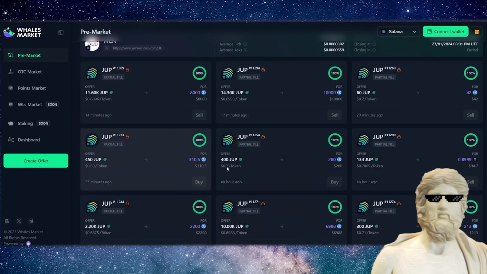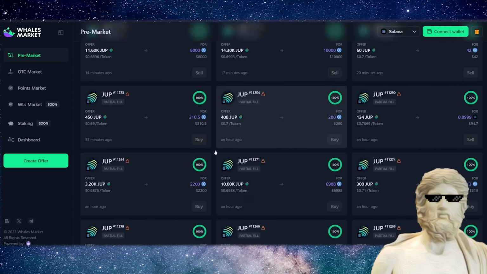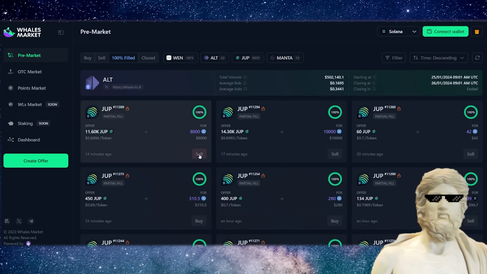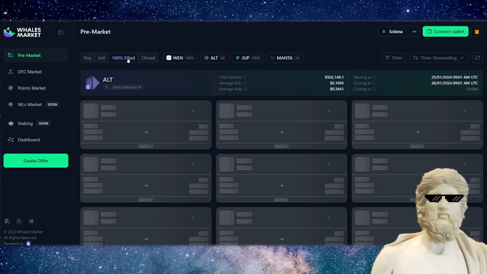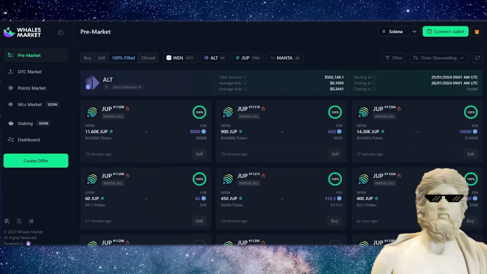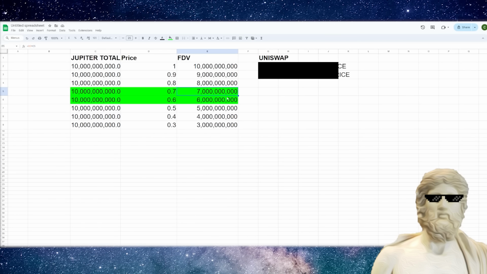So roughly speaking, the pre-market of Jupiter, according to Whales Market on some closed filled orders, the data is telling us right now it's around this level. So 70 cents, 60 cents. The other thing to factor in is there has been a ton of crypto exchanges, and I'm talking about big ones, that are going to list this crypto as well, which is a bullish sign. So the data from the pre-market is giving us around 70 cents, 60 cents.